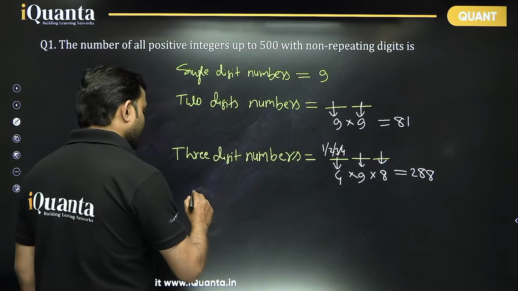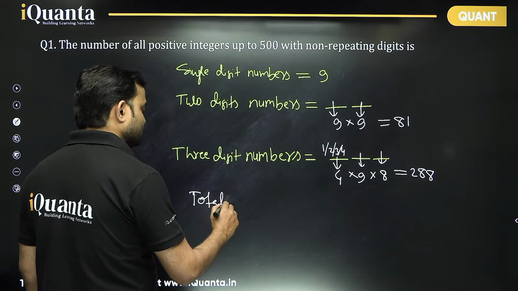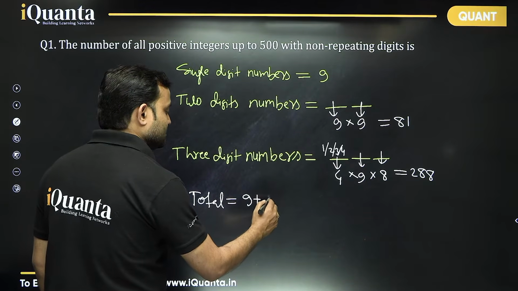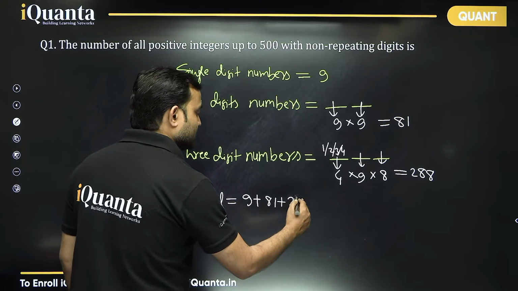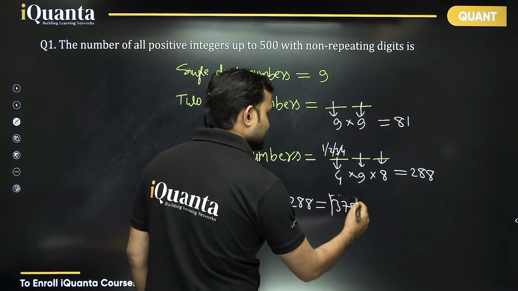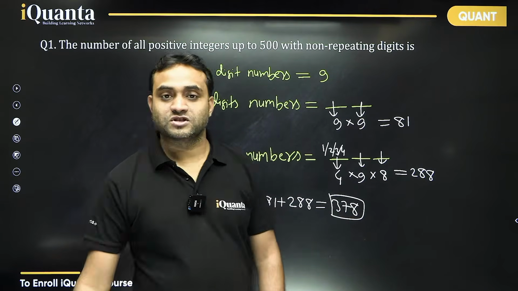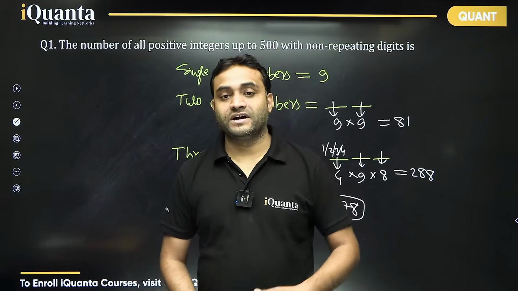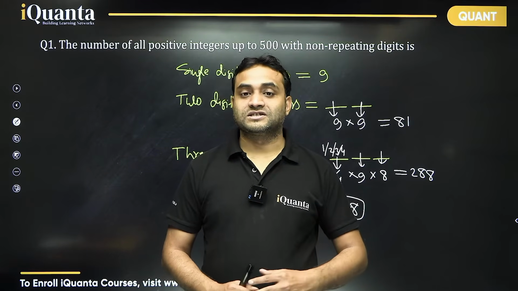So what will be the total? Total such numbers is 9 plus 81 plus 288, which is equal to 378. 378 such numbers are there till 500, where all the digits are distinct.